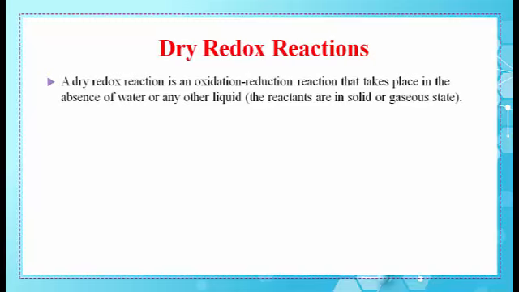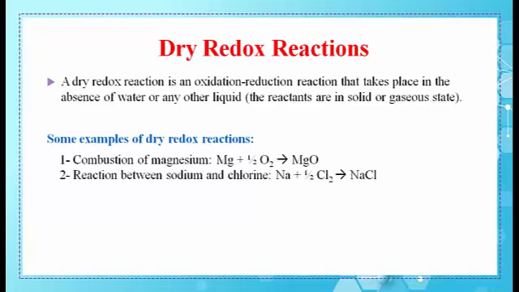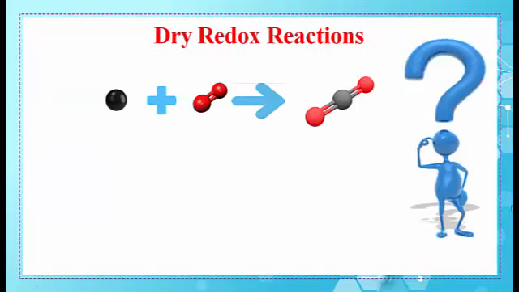Some examples of dry redox reactions: first, the combustion of magnesium, as we have seen, Mg plus half O2 gives MgO. Also, the reaction between sodium and chlorine, Na plus half Cl2 gives NaCl, and the combustion of carbon, C plus O2 gives CO2.